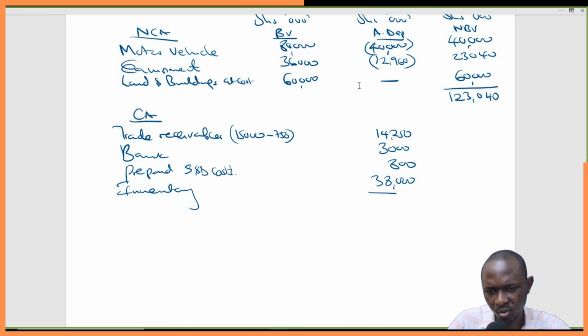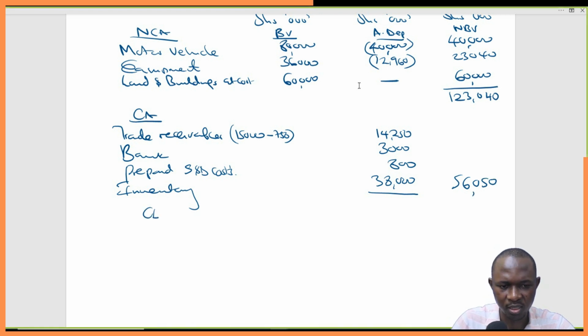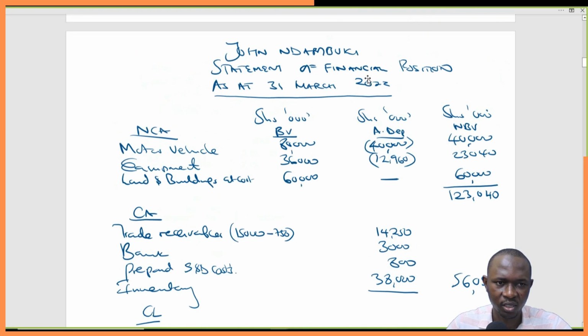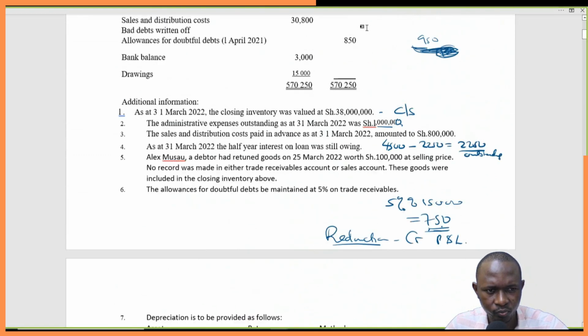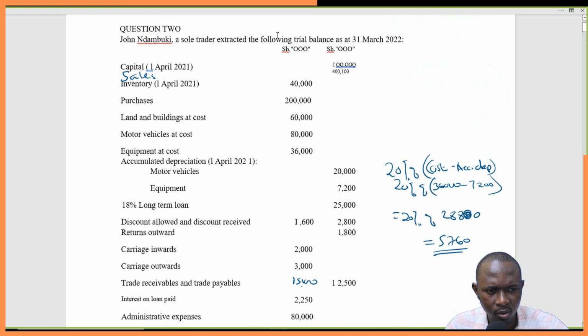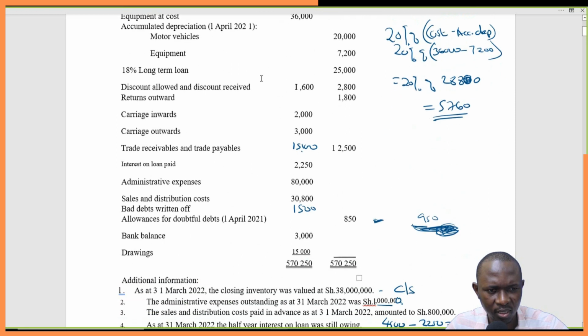So this should give us a figure: 14,250 plus 3,000 plus 800 plus 38,000. That gives us 56,050. Then we go to current liabilities. For current liabilities, what do we have? Go back and pick the current liabilities.